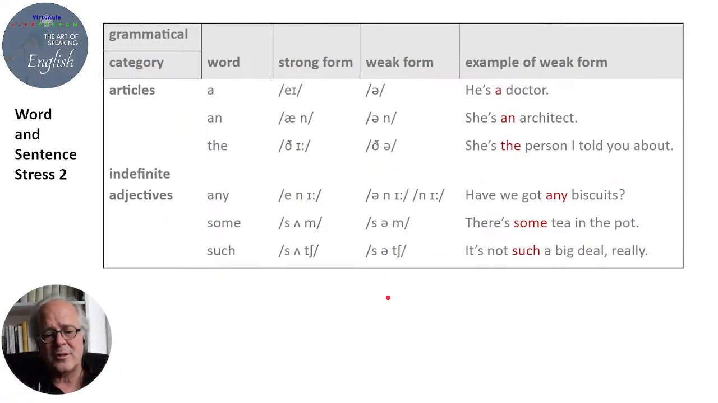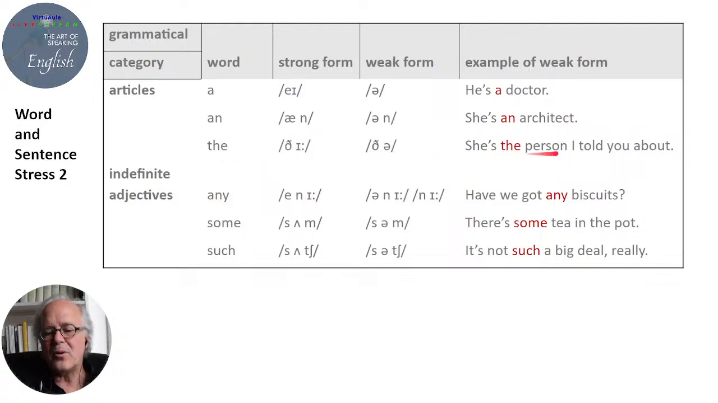Prepositions and conjunctions. Finally, we have articles. He's a doctor. We can say 'a'. He's a doctor. Short sound. Weak sound. 'An'. She's an architect. She's an architect. Short sound.